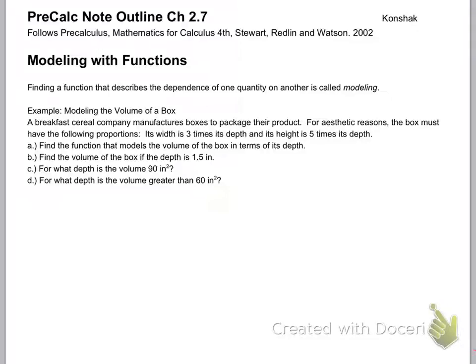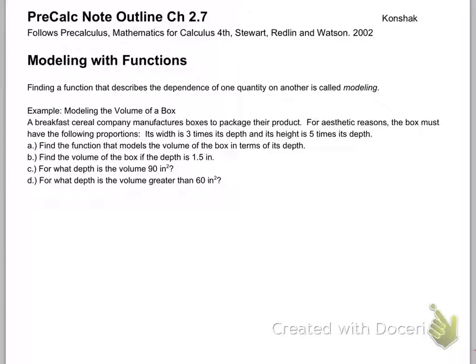This is precalc 2.7. We're going to model with functions today. When we say modeling with functions, basically you're trying to find a function that will give us some clues on what describes the situation. It's just about finding a function that describes the dependence of one quantity on another. And that is called modeling.